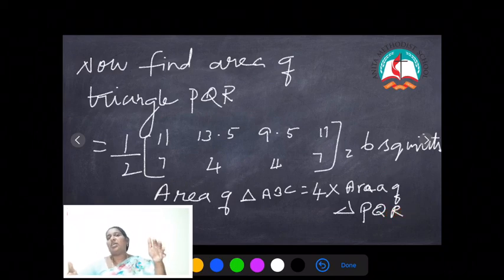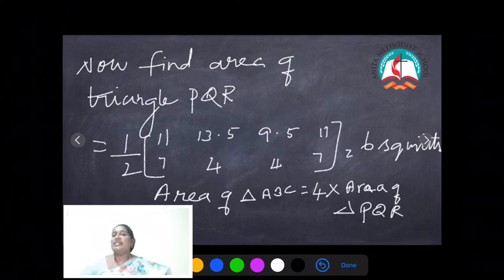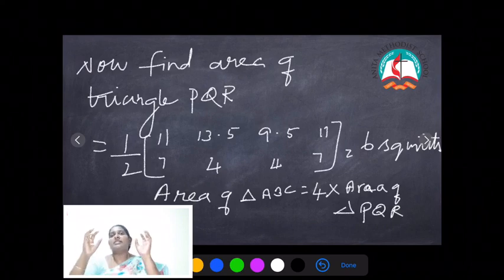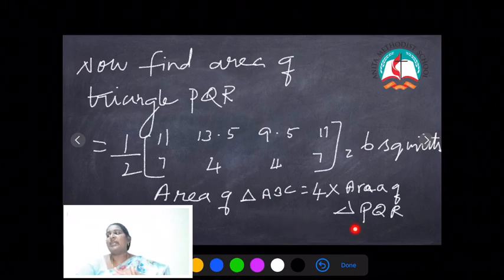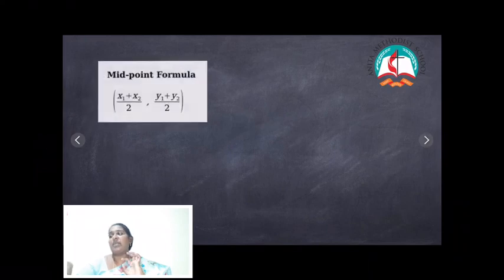Children, when you work out this problem, you can understand. In this problem, first you find the midpoint. Using the midpoint formula, you find the coordinates of ABC. After finding ABC, find the area of triangle ABC and the area of triangle PQR. Then you can write it like this. Okay children, now we finished exercise 5.1.